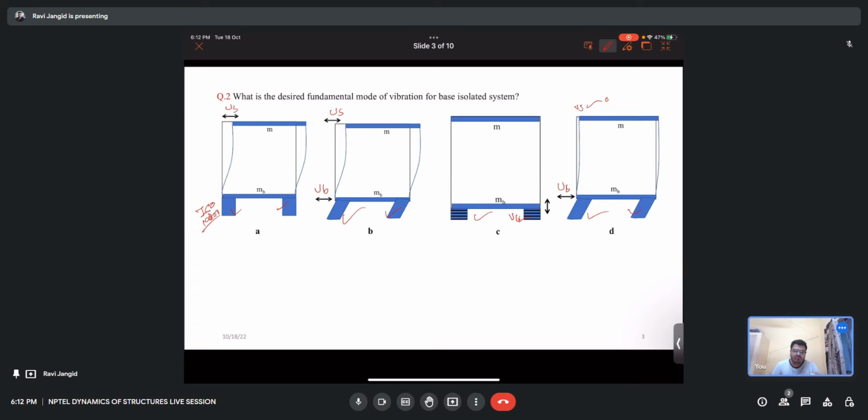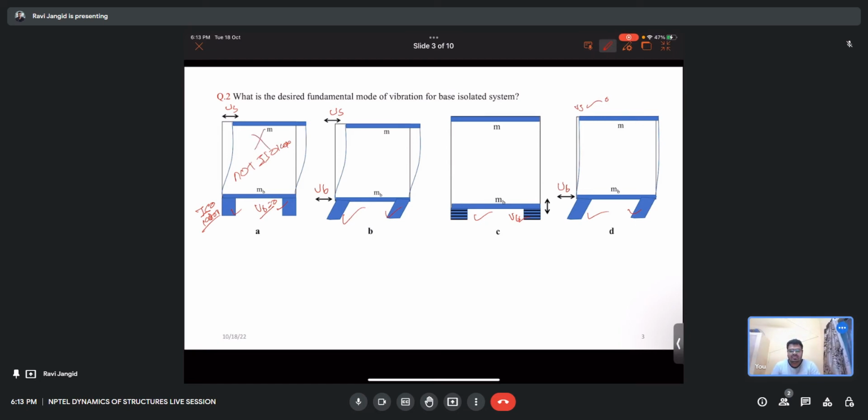So, which is the fundamental mode? Means the predominant mode, the first mode of the structure. So, for the isolated structure, if we go to this option, if there is no deformation in the isolator, UB is 0, and there is US deformation, that means this is not an effectively isolated structure, because there is first deflection in the isolator, then some remaining deflection in the superstructure. So this option is discarded.